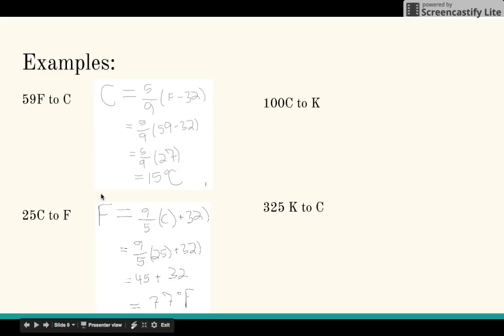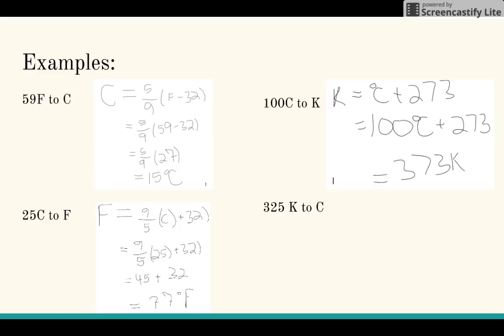Say I wanted to go 25 degrees Celsius to Fahrenheit, I would do the other equation. So I'm going Fahrenheit equals 9/5 times Celsius, and then add 32. So I take 9/5 times our 25. 25 divided by 5 is 5, times 9 is 45, so we get 9/5 times 25 is 45. Add 32 to that, you should get somewhere around 77 degrees Fahrenheit.